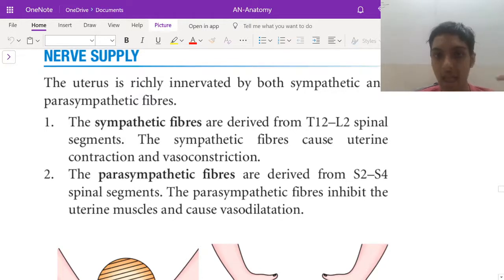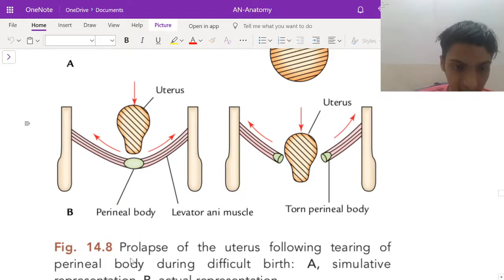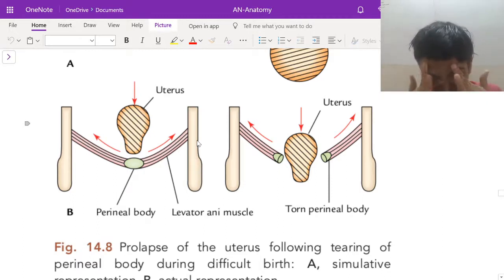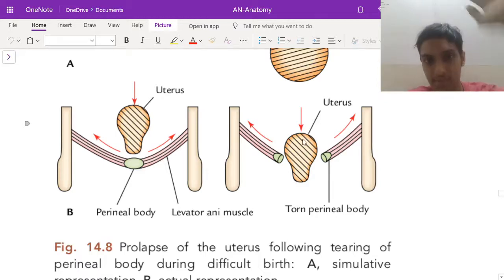Okay, T12L2. Now this is a prolapse of the uterus. We can see that the uterus is supported by the perineal body and the levator ani on both sides, attached to the obturator internus, the obturator bone. And then what happens in the prolapse is this support is broken. So the perineal body is torn. Then the uterus will fall off. Prolapse, it will fall off.